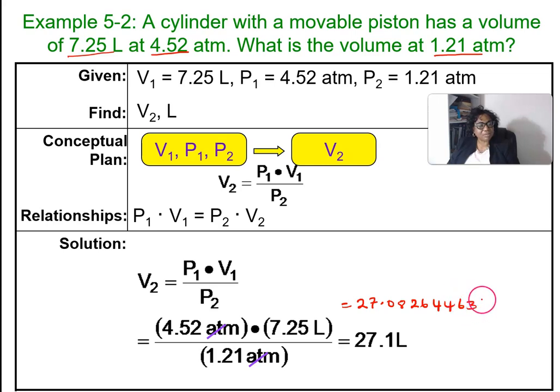27.08264463 liters. Please, you cannot report this. That's why we did significant figures. So our answer must be in 3 significant figures. So what do we do? This figure from the calculator is supposed to end here. So look at this number. Since it is more than 5, change it to 1 and add it here. That is why we have this answer. You must report your answers in the correct significant figures.